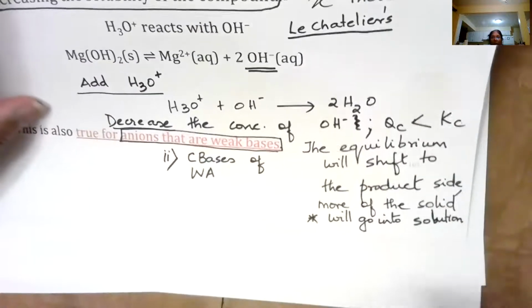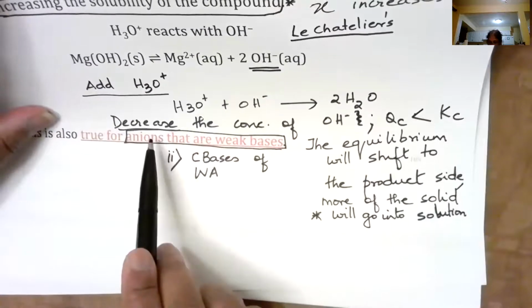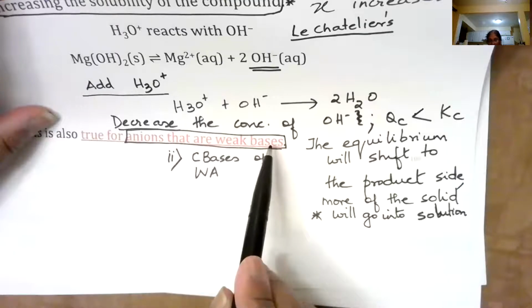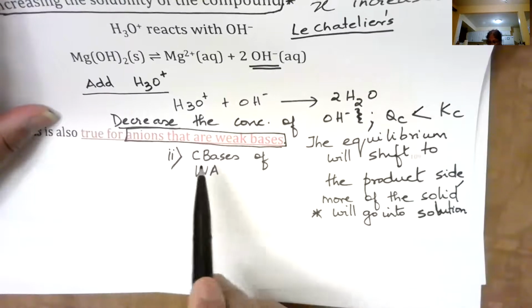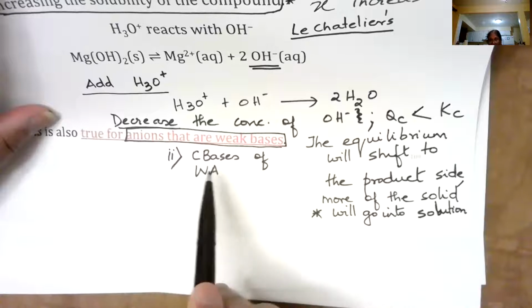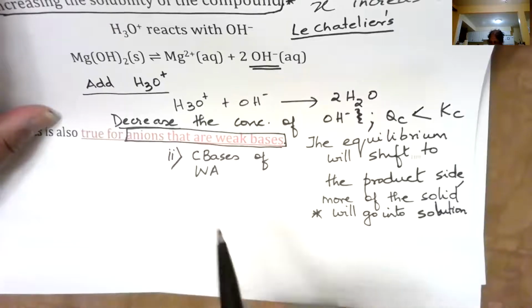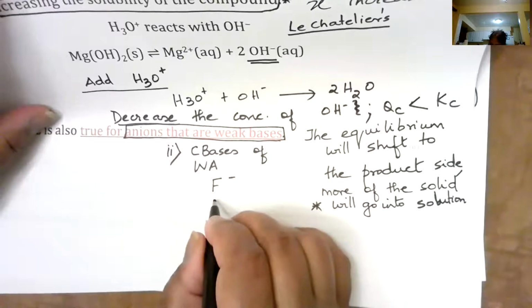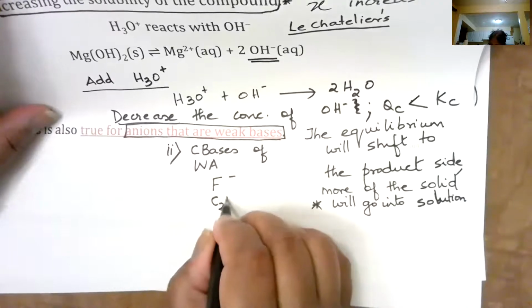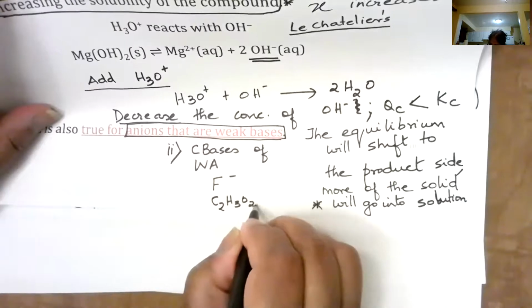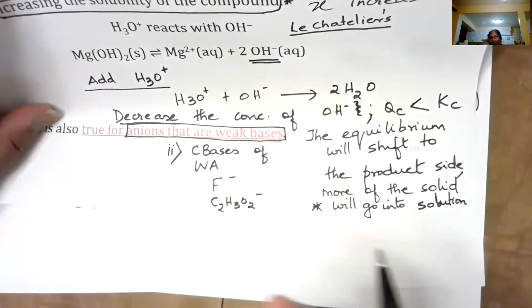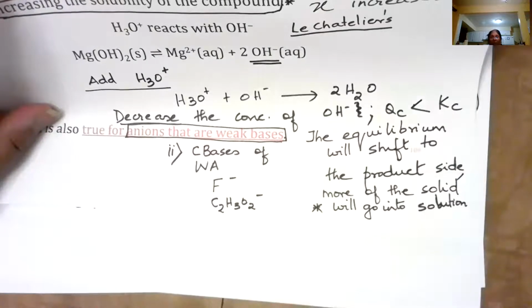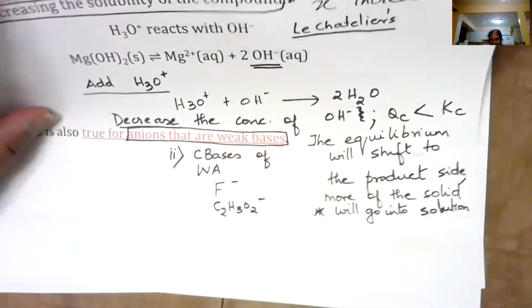I'm going to pull up the previous slide. Anions that are weak bases. And what are these? These are conjugate bases of weak acids. So F minus is an example. The acetate, C2H3O2 minus, is an example. Okay, there are lots of weak acids. Their conjugate bases are weak bases.